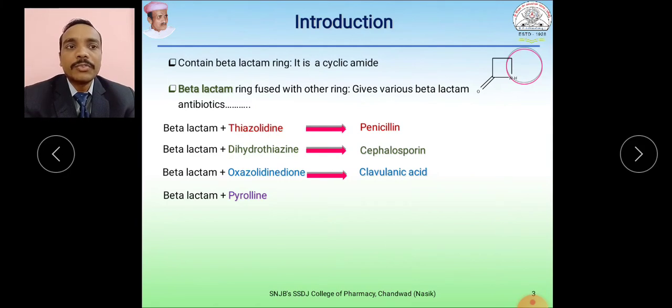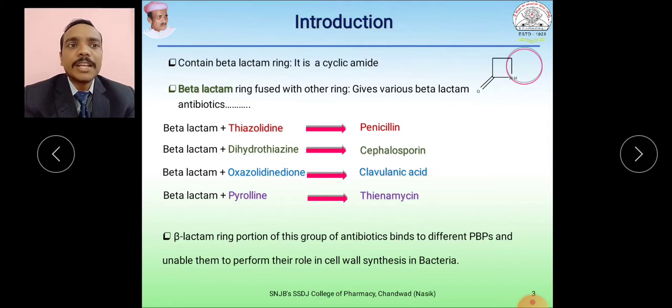The beta-lactam ring when fused with the pyrroline gives thienamycin. So these are the major ones. Many more are there. When we change the second heterocyclic ring, we get a number of molecules. This beta-lactam ring portion is very important to bind with the proteins present in a bacteria, and that is responsible for the action of beta-lactam antibiotics.